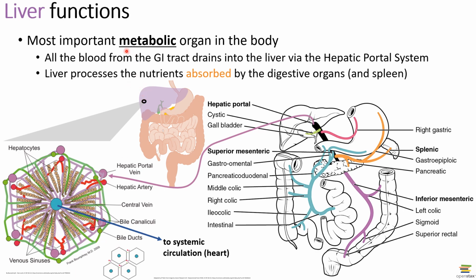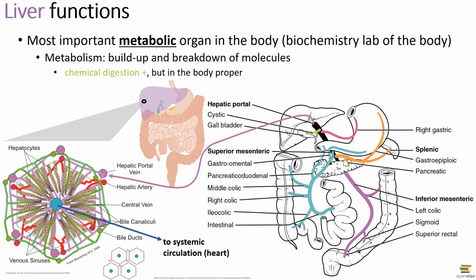The liver is mainly a metabolic organ, although it does play a role in digestion in the form of producing bile. So I like to think of the liver as chemical digestion plus, because it doesn't just break things down, it's really important for building things up. These hepatocytes have a lot more enzymes than even the pancreas secreted into the small intestine. So the liver is really a biochemical superhero in terms of the body.